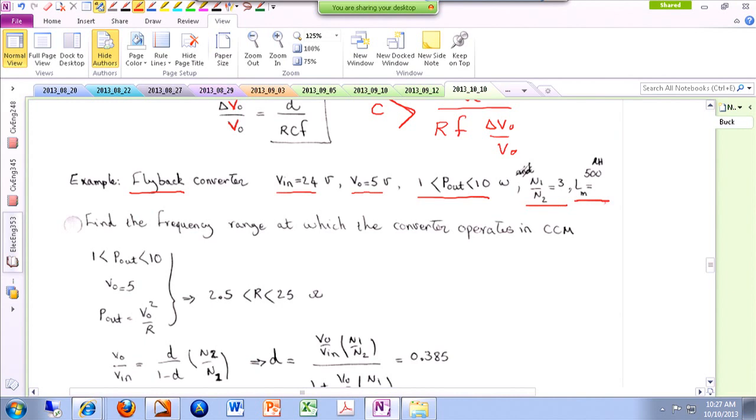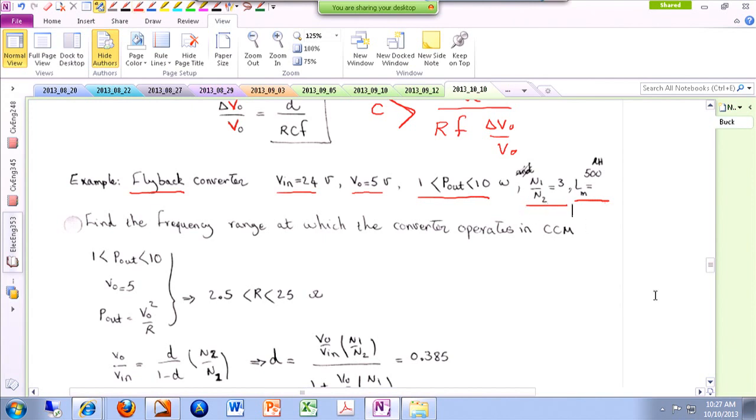And the magnetizing inductor on the primary side has been measured to be 500 microhenries. And then the question is, okay, we have already designed this, but we haven't told you what frequency this thing has to operate at. The question is, find a frequency range at which the converter operates under continuous conduction mode.